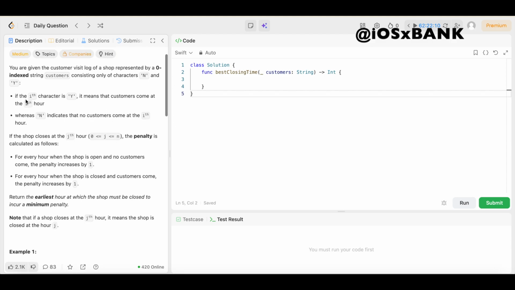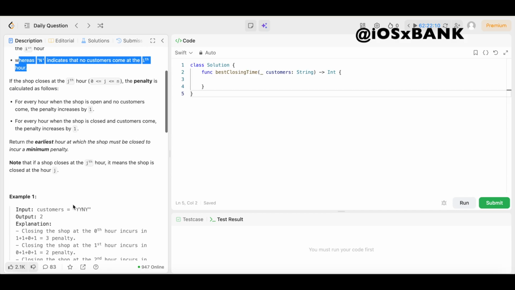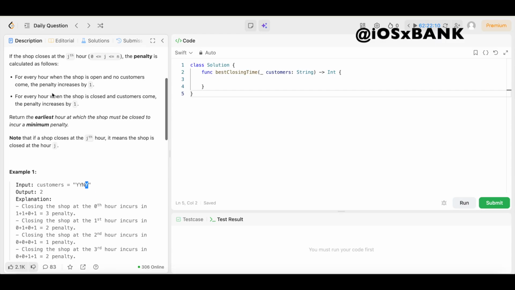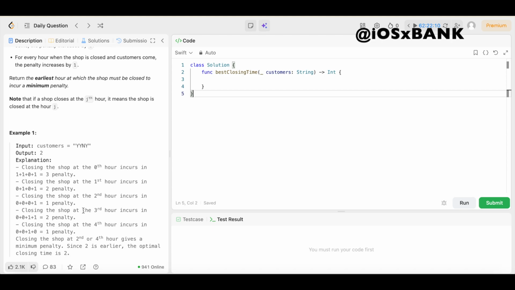So remember up here it says if the character is Y, it means the customers come at the ith hour, whereas N indicates that no customers come at the ith hour. So that means customers are coming here, no customer here, but we do have a customer coming here. But for penalties, it says for every hour when the shop is open and no customers come, the penalty increases by 1. And for every hour when the shop is closed and customers come, the penalty is increased by 1. So let's look at these explanations to see what they mean by that.